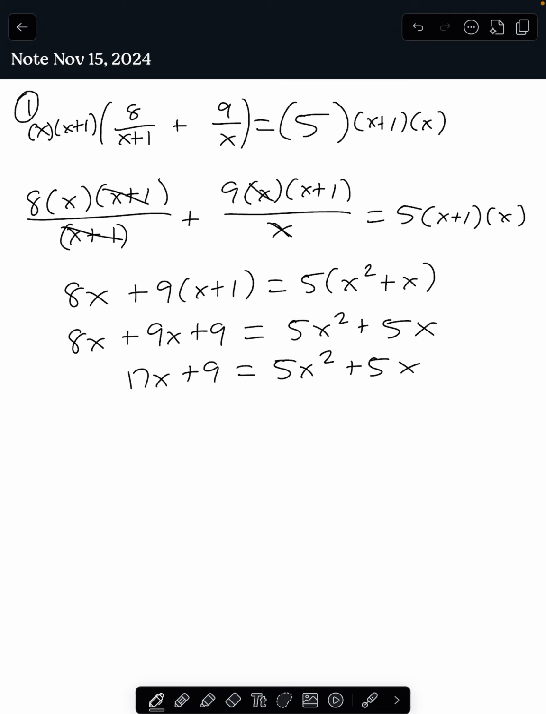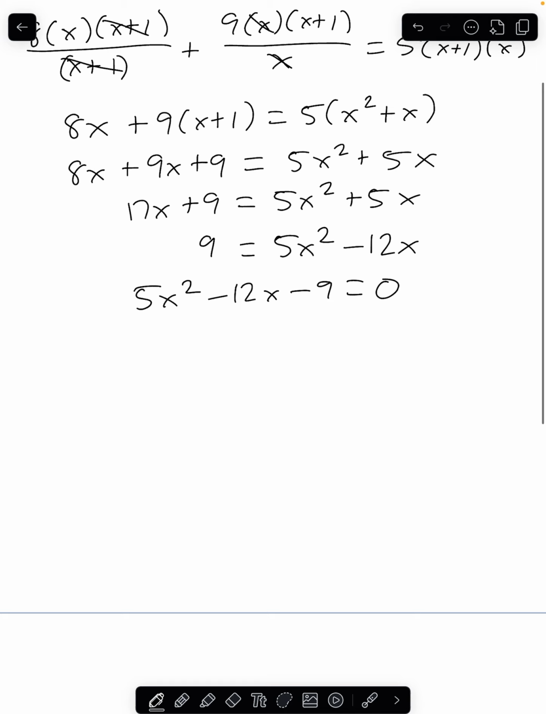And I'm going to move it to the right side. We move the 17x to the right side, so we'll still have the 9 on the left side, but then the right side will become 5x squared minus 12x. Now I'm going to move the 9 to the other side to get 5x squared minus 12x minus 9 equals 0. This is a factorable quadratic, so now we can factor it.